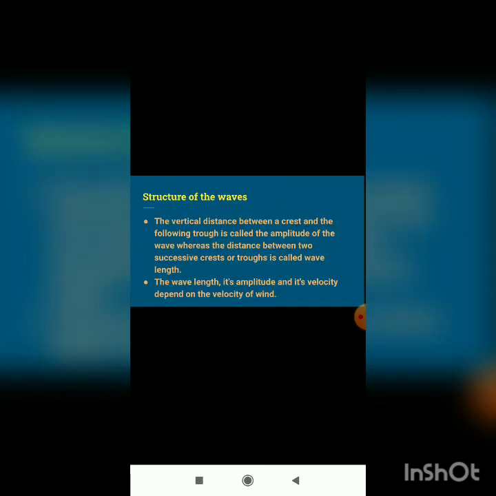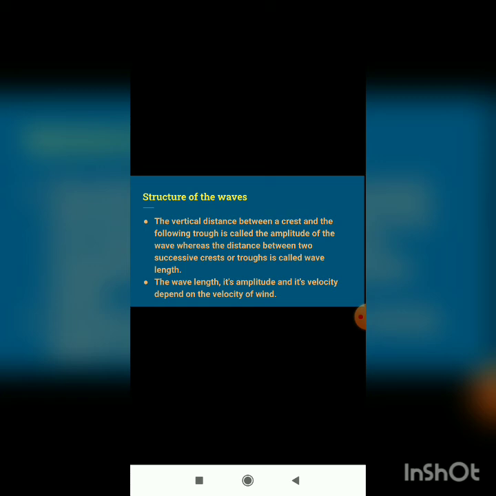The vertical distance between a crest and the following trough is called the amplitude of the wave. So what is the amplitude of the wave? The vertical distance between a crest and the following trough. Whereas the distance between two successive crests or troughs is called the wavelength. So what is wavelength? The distance between two successive crests or troughs.